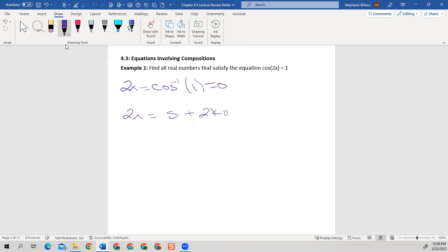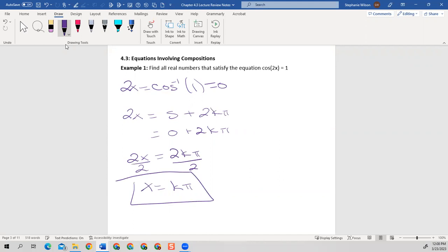Plus 2k pi. And what did I get for s? I got 0. And now I have 2x. And you can leave the 0 there or take it away. I'm going to just drop the 0 off. I'm going to divide by 2 on each side to get x. And now I got x is equal to k pi. So this would be the formula that I use to find all points.